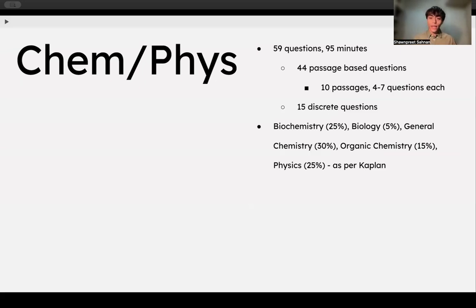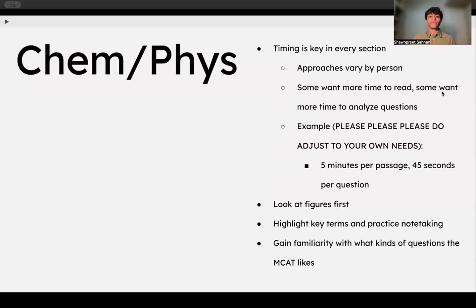As far as what's on the Chem Phys section, there's a whole lot of stuff. You got some biochem in there, some bio, mostly chemistry and physics, though. You'll see 30% chemistry, 15% organic chem, 25% physics. And this can lead to some pretty gnarly combos. People do not love this section, although no one really loves any section. Timing is key here. Timing is key in every section. So I'm just going to keep saying it over and over and over again.